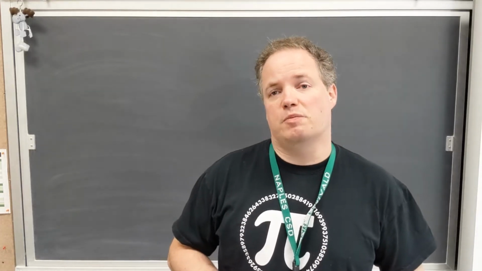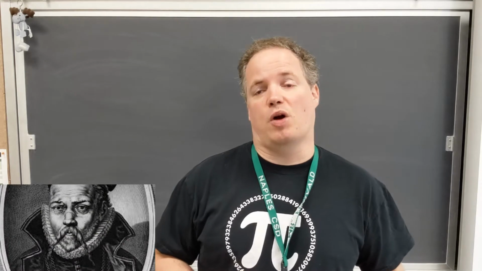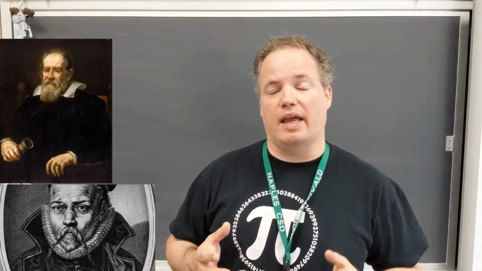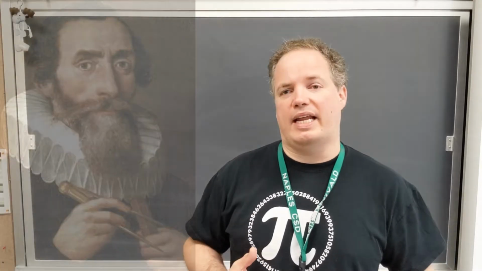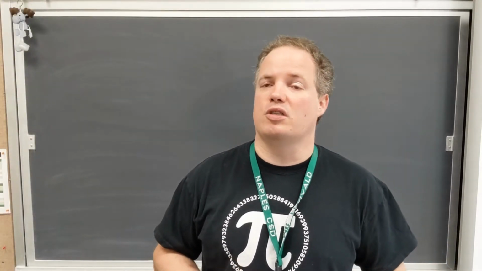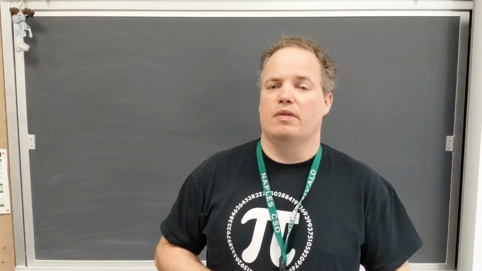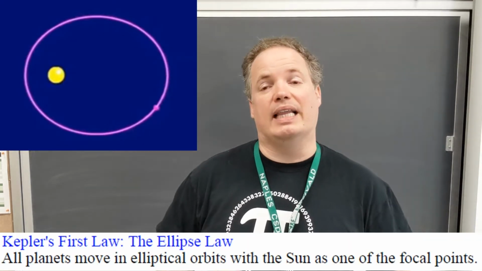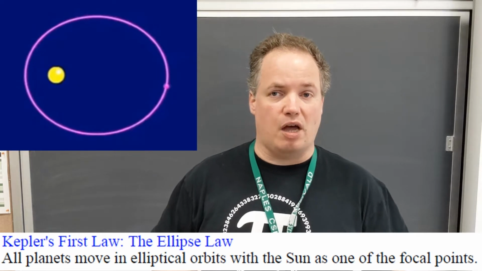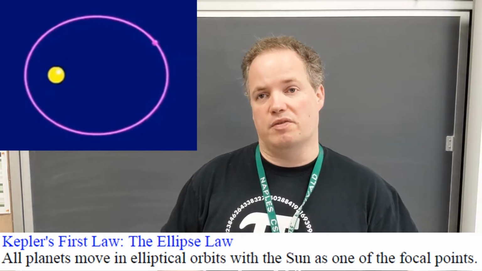Based on observations by other astronomers like Tycho Brahe and Galileo Galilei, Johannes Kepler came up with 3 laws about how planets move, and they are called Kepler's laws of planetary motion. The first law is called the law of ellipses, and it says that planets make elliptical orbits around the sun, with the sun as one focus of the ellipse.